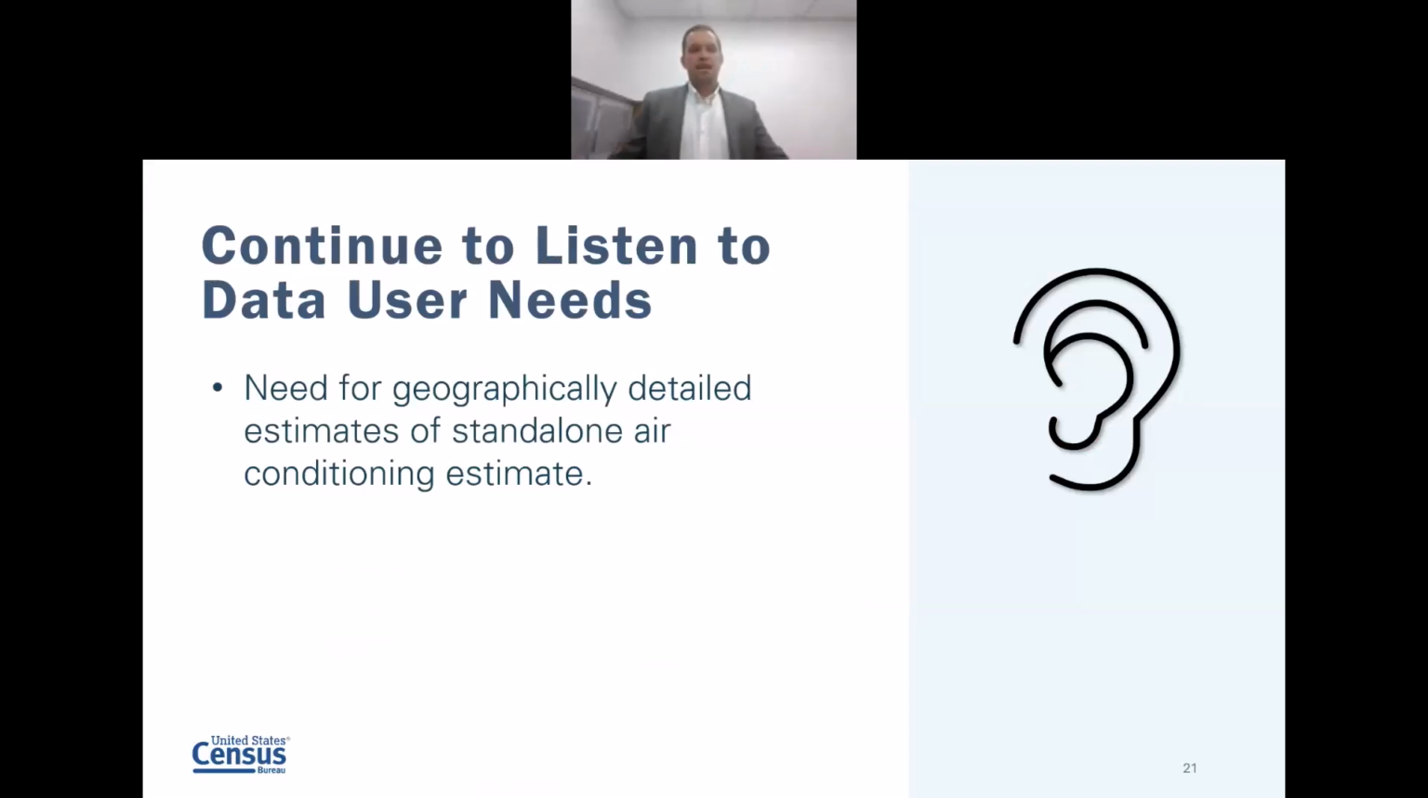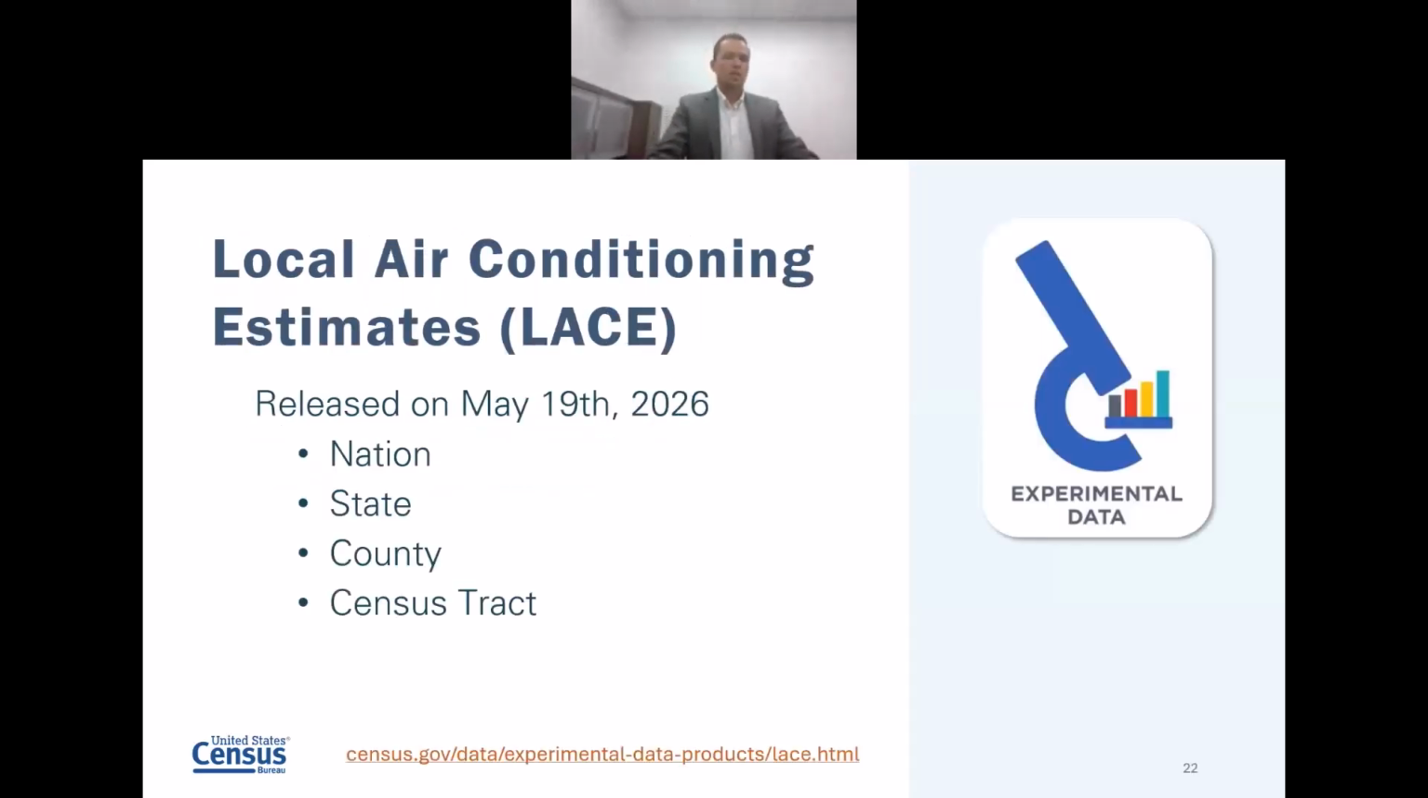And the main stakeholder feedback that we received from that process was that there was a need for geographically detailed information of the air conditioning estimates on their own. So people need to break it out, and they wanted to see it both ways. And so to go ahead and meet that need, last week, we actually published the local air conditioning estimates, or LACE, and we published tables looking at the percentage of the population within the nation, state, counties, and census tracts that have and don't have air conditioning within the household.